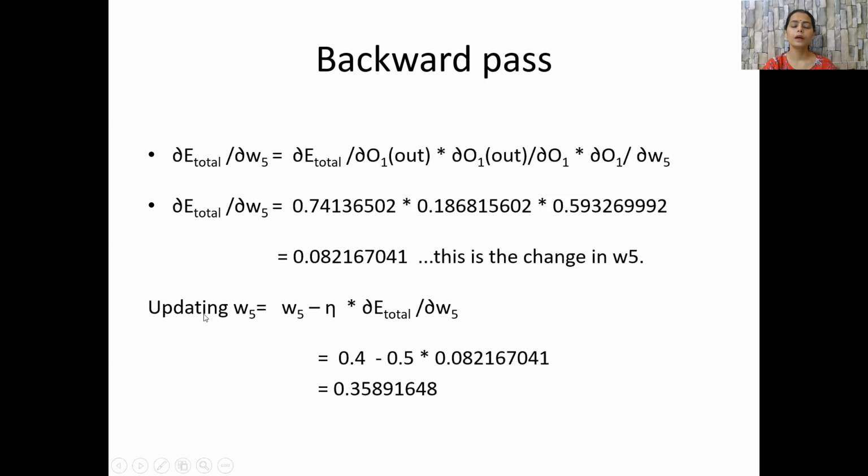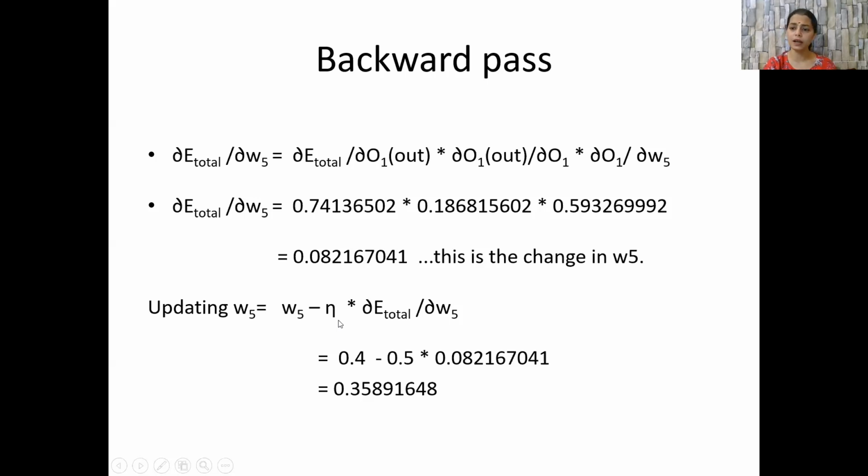Right? Now, how do we update the value? This is the error that we have in this term. To update this value, we will substitute the original value of W5 in this equation, where the updated W5 is equal to the original W5, which is 0.4, minus eta. Now, what is this value eta? Eta is the learning rate for any network, which is already given to us.